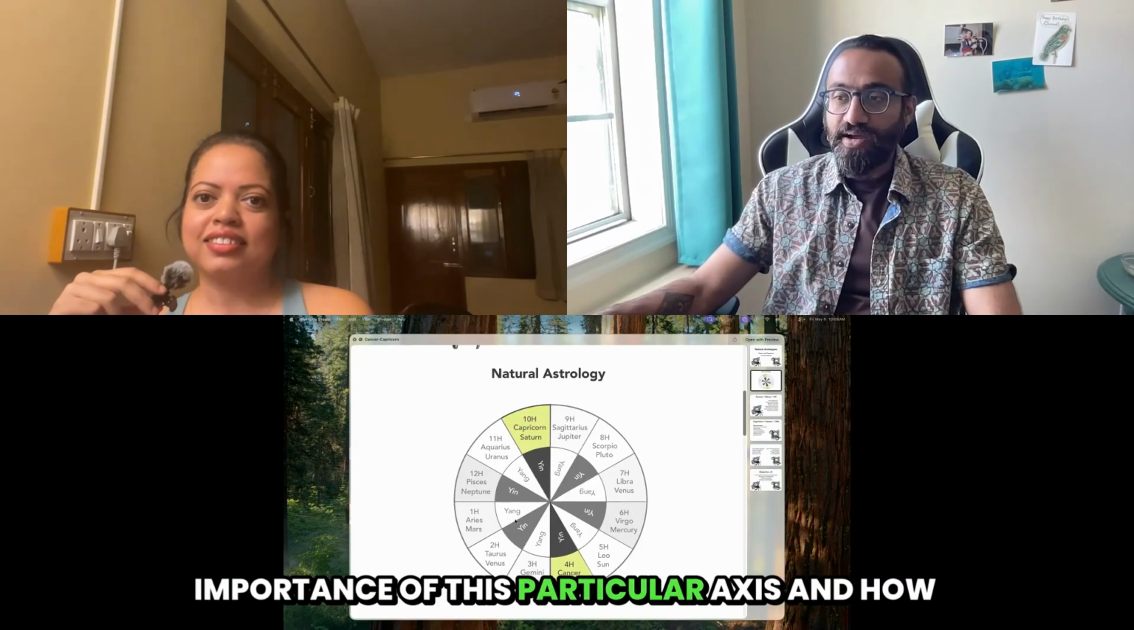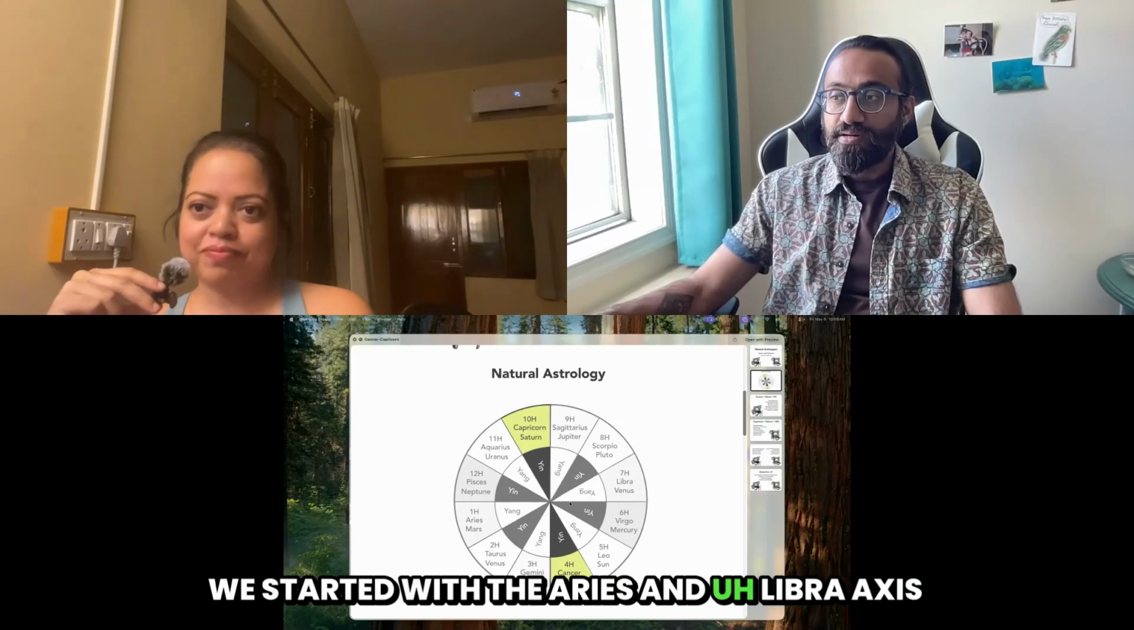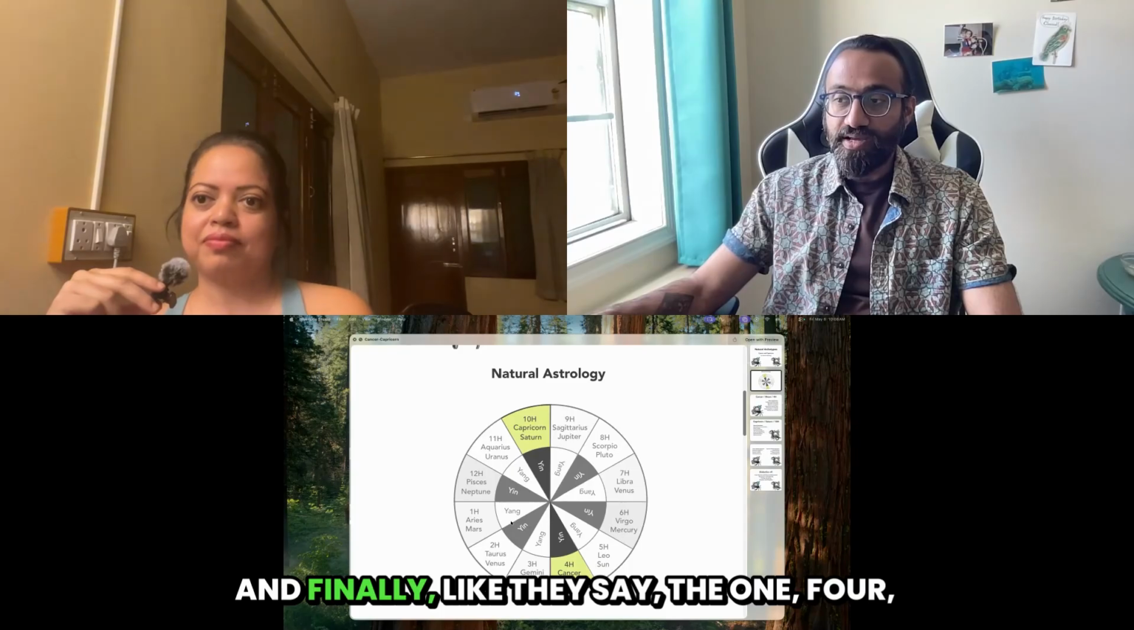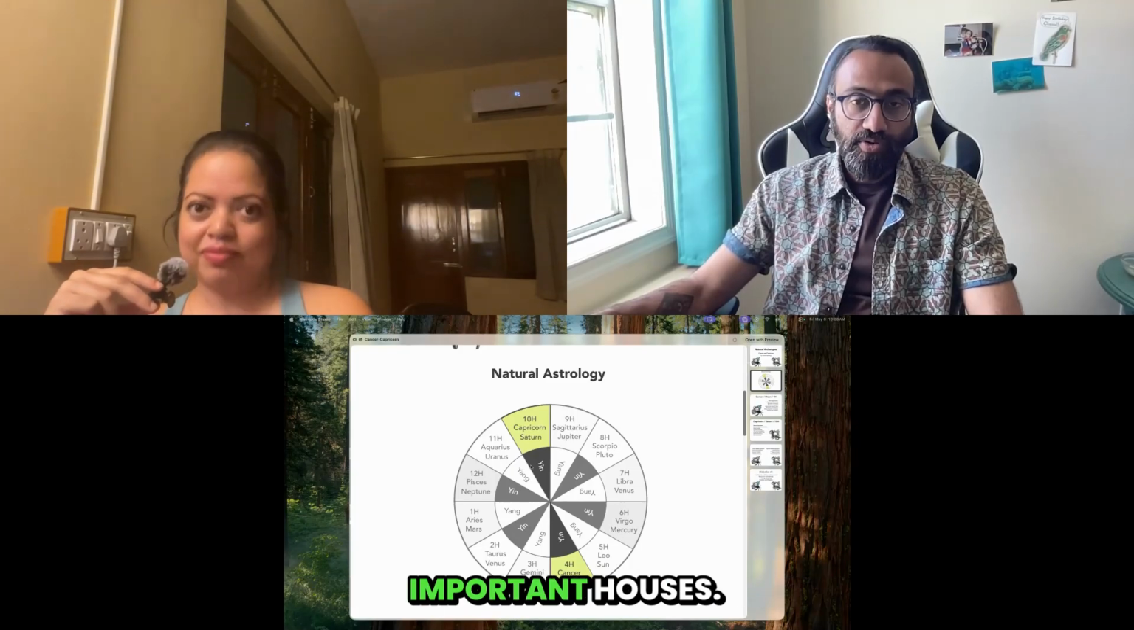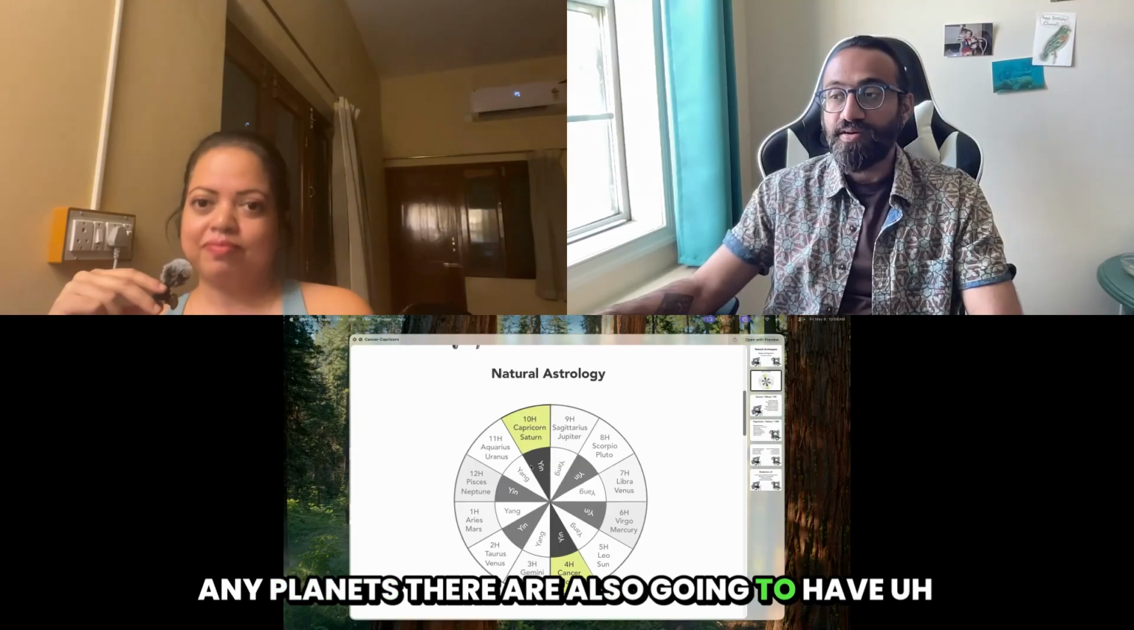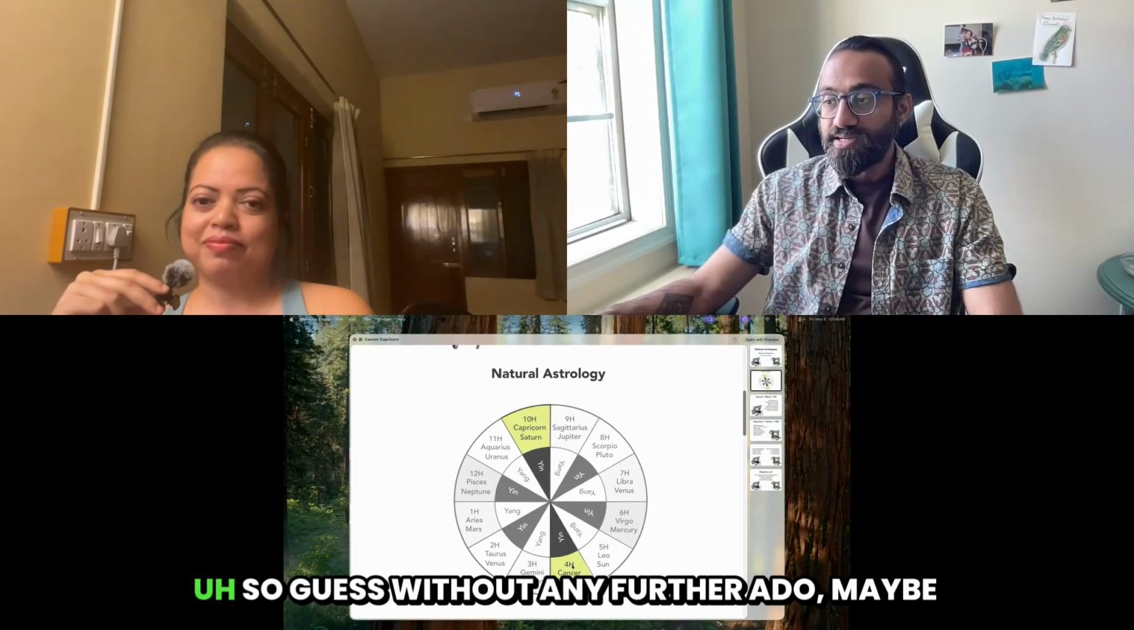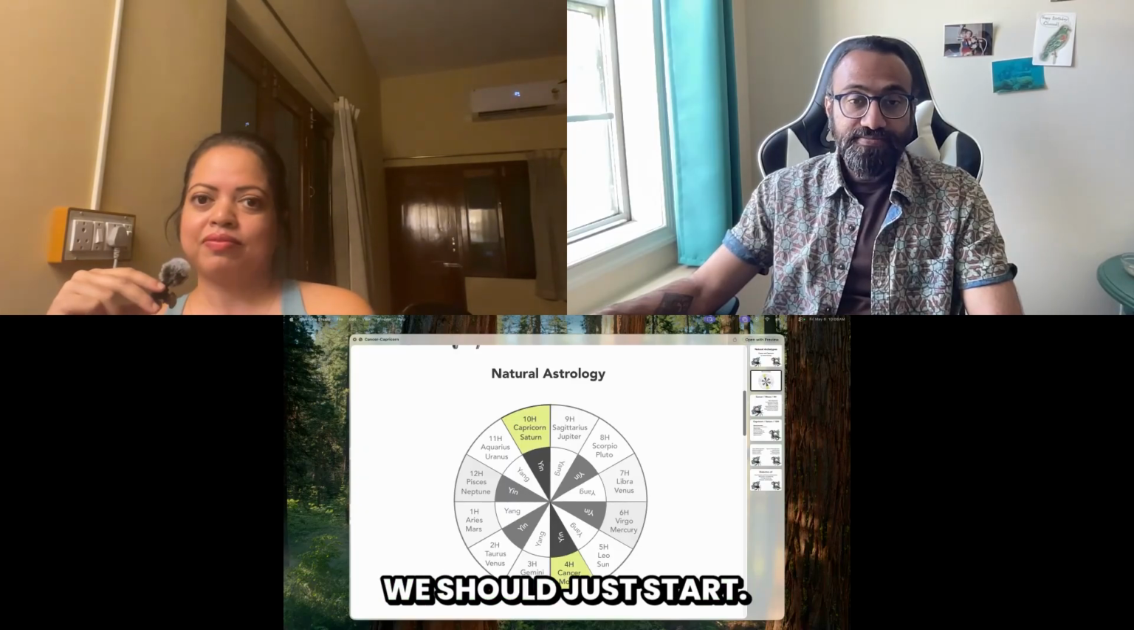The importance of this particular axis, and how we started from the Aries and Libra axis, and finally, like they say, the 1, 4, 7, and 10 houses are going to be important houses. Any planets there are also going to have a big importance. So I guess without any further ado, maybe we should just start.